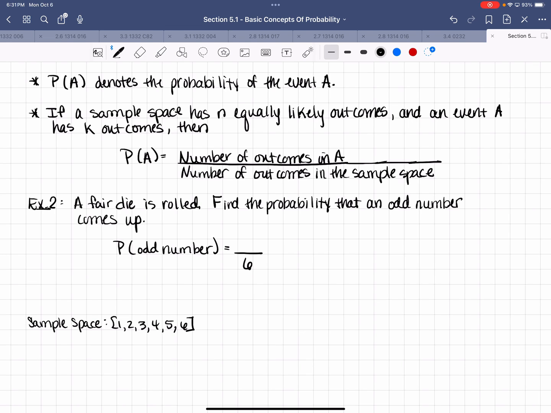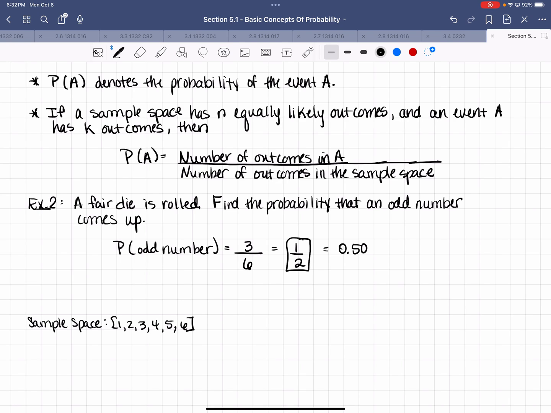1, 3, and 5. So I have 3 chances to get an odd number with each roll. 3 out of 6. That's really 1/2. So the probability of getting an odd number is 1/2. 1 out of 2. Right? 50%. And we'll talk about changing that to percent later.